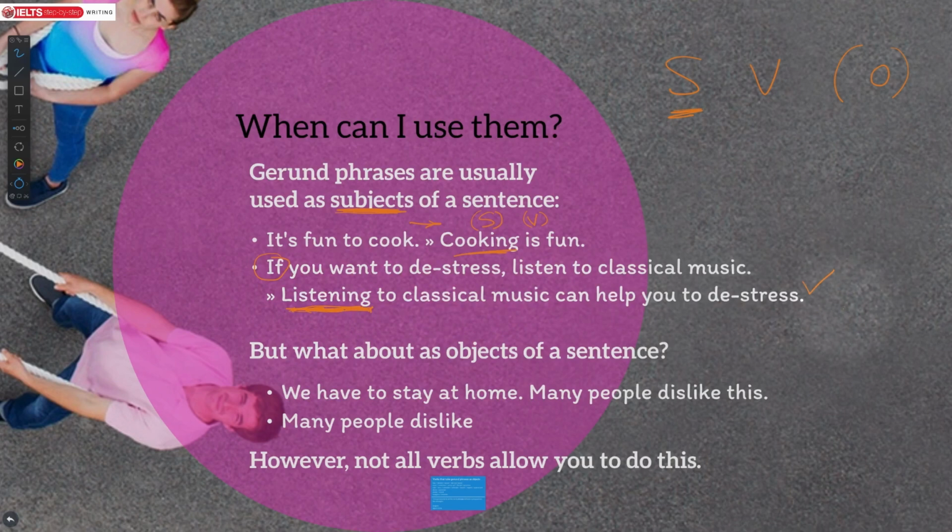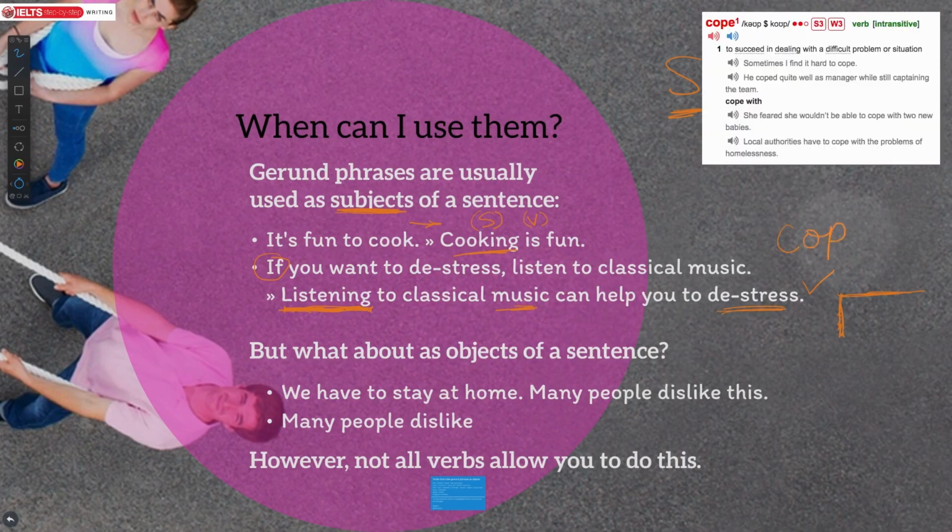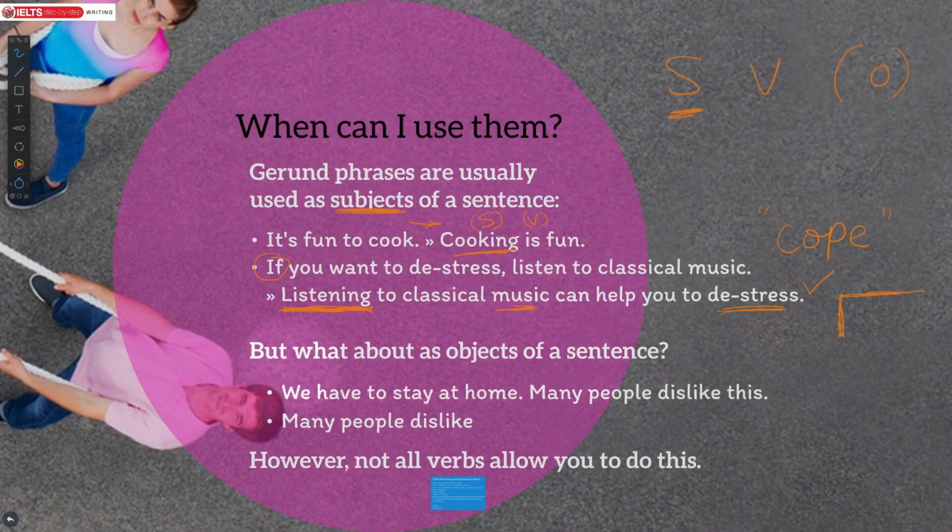Imagine that the topic of this essay is how music can help people to improve their lives. Okay, and this could be the start of one of your paragraphs talking about how music can help you to get on with your life and cope. Cope, survive. Okay, get on and survive with your life. Now, over here, this is where it gets a little bit more complicated. Can I use gerund phrases as objects of a sentence?